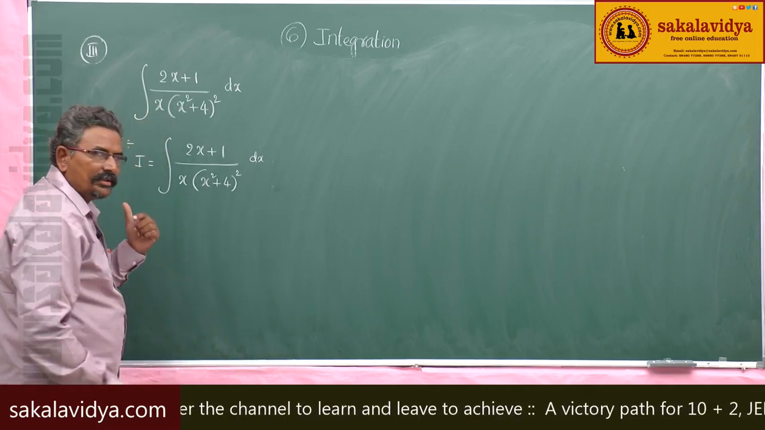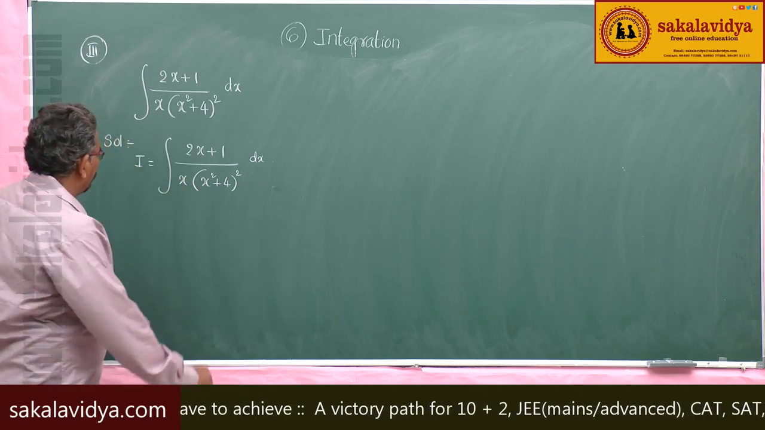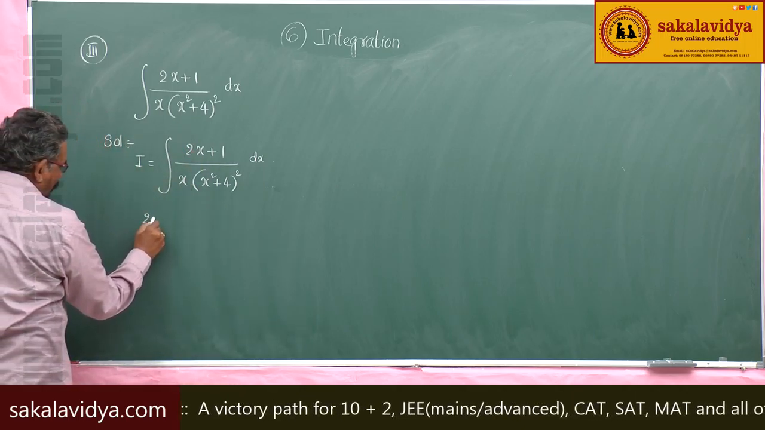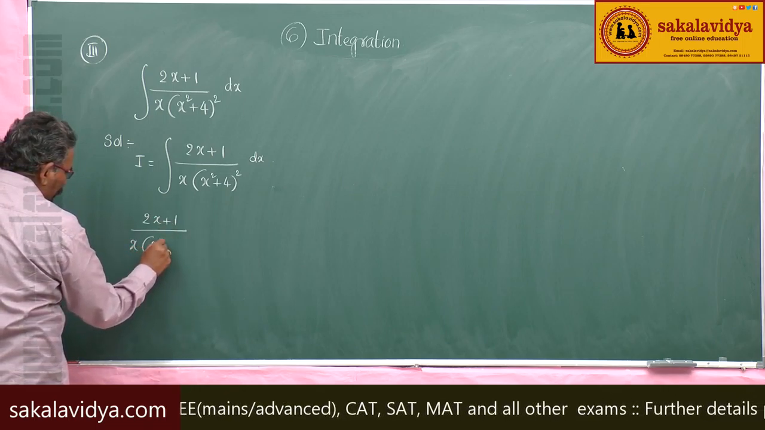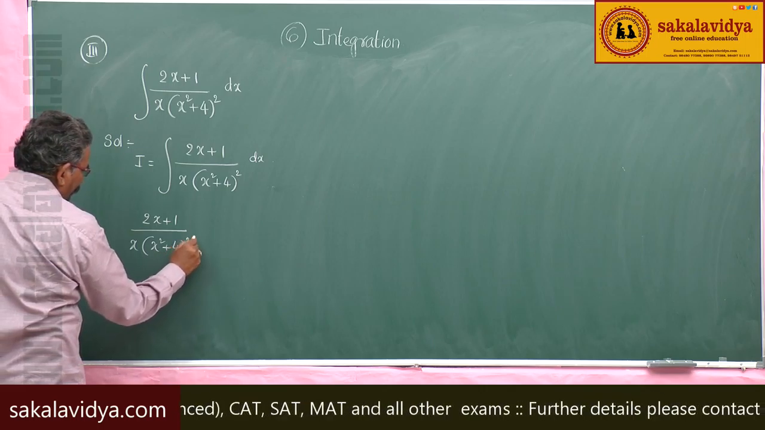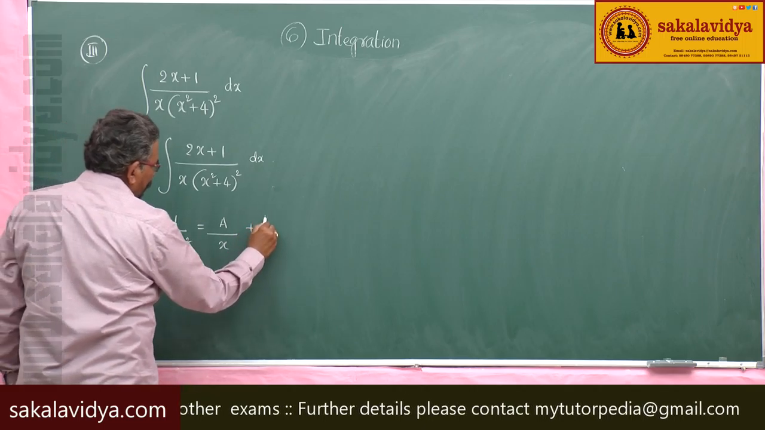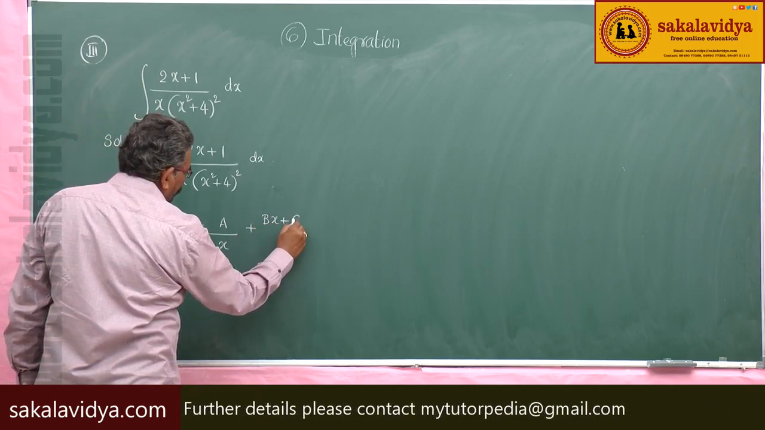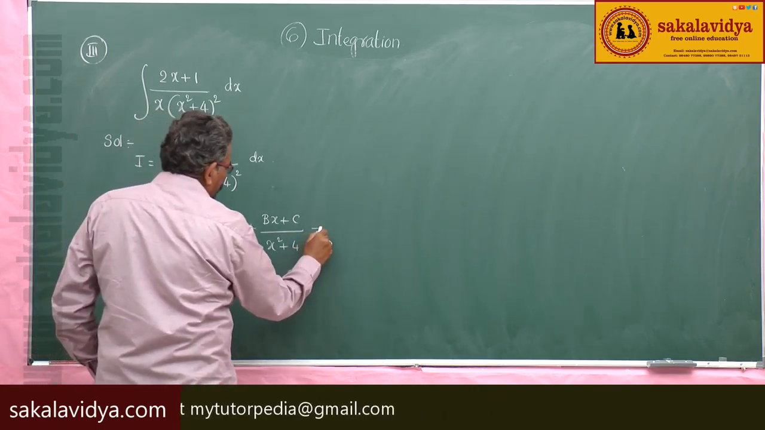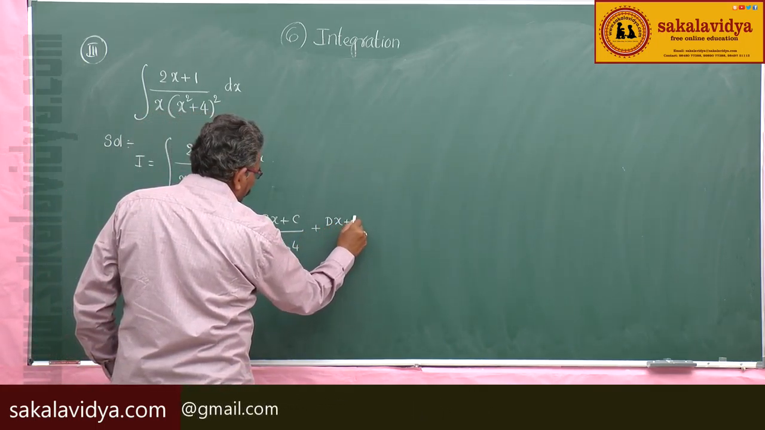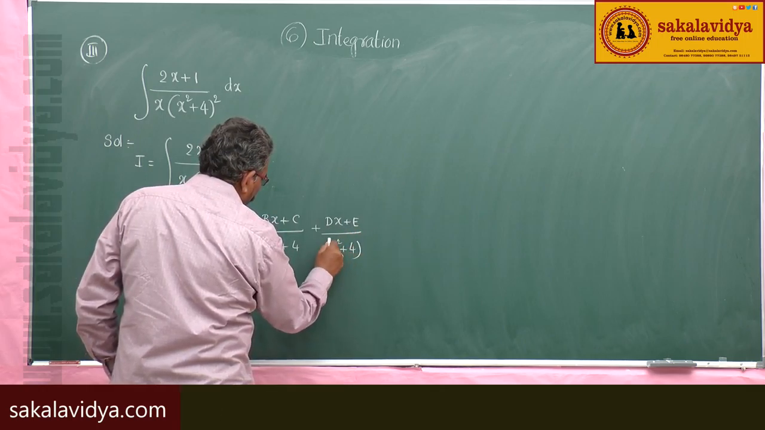So now this comes under rule number 4. We can write (2x + 1) / (x (x² + 4)²) as A/x + (Bx + C)/(x² + 4) + (Dx + E)/(x² + 4)².